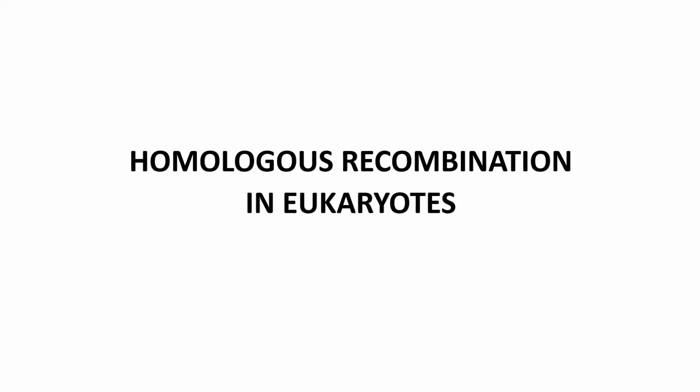Hello students, in this recording, we will learn homologous recombination in eukaryotes. This is the fourth recording of the chapter recombination of mandatory paper 2. So far, we have seen what is recombination, what is its significance, Holliday model for homologous recombination, double strand break repair model for homologous recombination, the proteins involved in the DSB repair pathway in E. coli. And now we shift our focus to homologous recombination in eukaryotes.